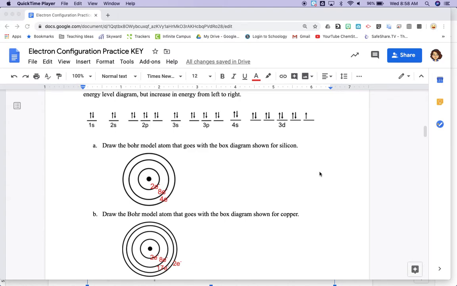The Bohr model atom that goes with the box diagram shown for copper has 2 electrons in the first energy level, 8 in the second energy level. The third energy level has 17 electrons, which is 2 here, 6 here, and another 9 over here for a total of 17. And the fourth energy level has 2 electrons shown there with the 4s.